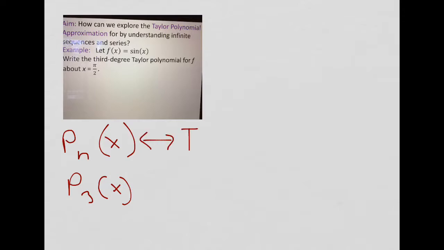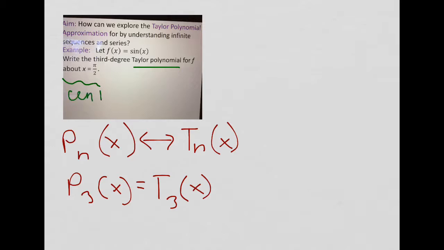And sometimes we write our polynomial p sub n of x. So in this case, we have p sub 3 of x. And this is a Taylor polynomial. You can also write it as t sub n of x, so whichever works for you. Now, in this particular case, it is a Taylor polynomial because we're saying about when x is pi over 2. This is our center.